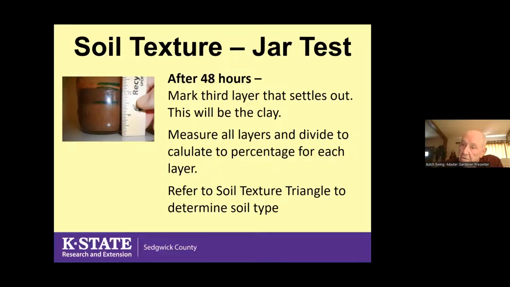Then you can measure the total height of all 3 layers plus measure each individual layer. Then by dividing the individual layer number into the total height, that'll give you a percentage. Or you divide the layer by the total height, and that will give you a percentage for each layer. Then after you have your percentages, you can plot them on the triangle.